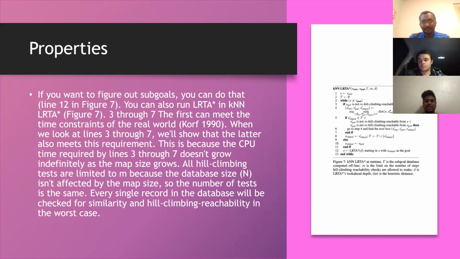In the worst case scenario, all the items in the database will be calculated for similarity and hill climbing reachability, in a time complexity of O of m of n, and the results are shown. The asymptotically memory insensitive subgoal database, that is O of n, the LRTA star heuristic, and a tabu list of T of O of n, are all examples of memory insensitive algorithms. Can we go to the next slide?